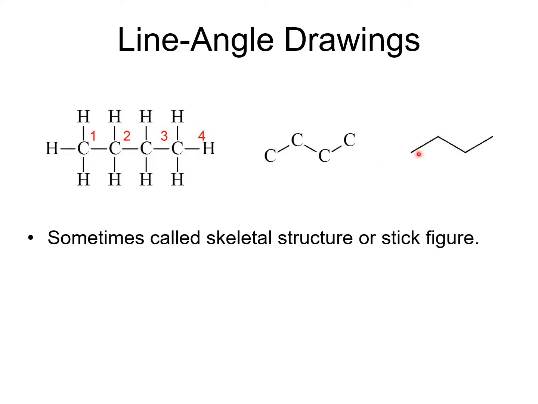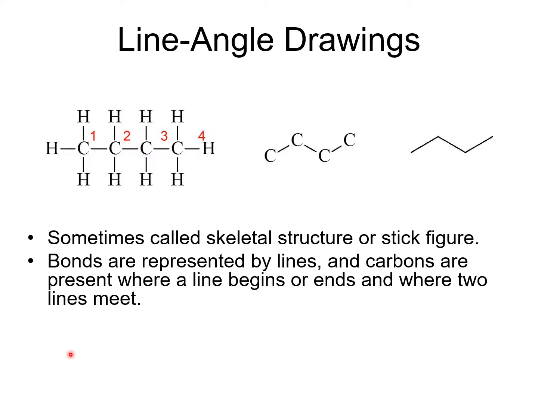So this is a line angle drawing. Sometimes it's called a skeletal structure, sometimes a stick figure. I like skeletal structure for the name. What you do is you represent each bond by lines, and every time you bend the line, there is a carbon. There's a carbon here, here, here, and here. Whenever the line bends, there is a carbon.